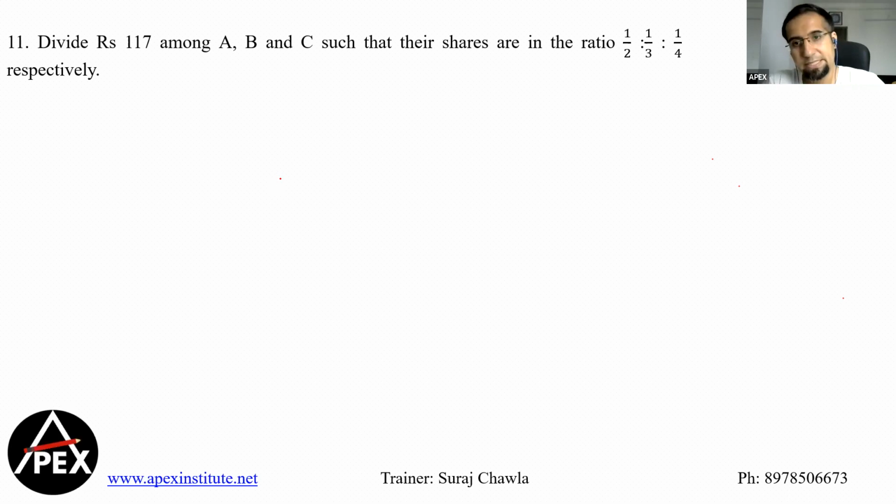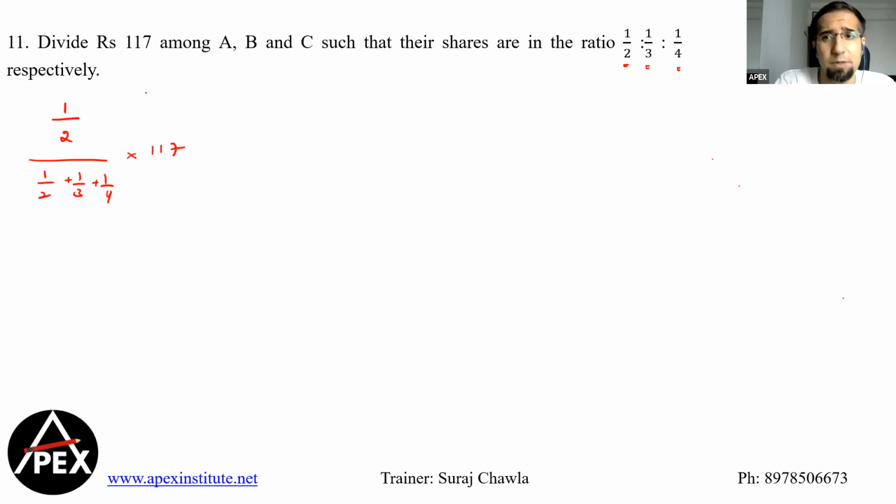Let's see this, guys. Divide 117 amongst A, B, and C such that their shares are in the ratio of 1 by 2 is to 1 by 3 is to 1 by 4. Now, whenever you have a ratio of fractions, I'll tell you a shortcut. The basic method is 1 by 2 divided by 1 by 2 plus 1 by 3 plus 1 by 4, into 117. This is the basic method.